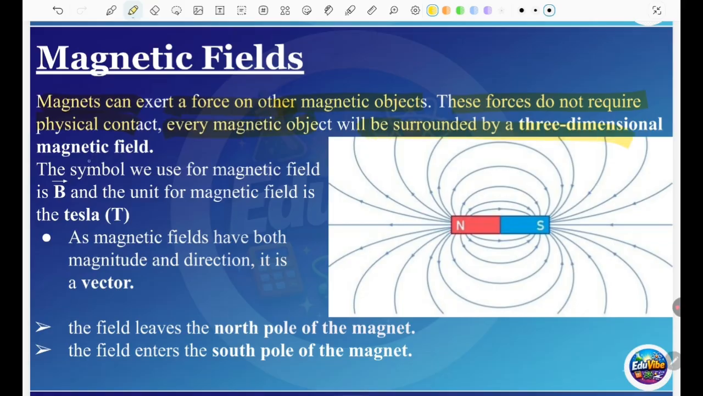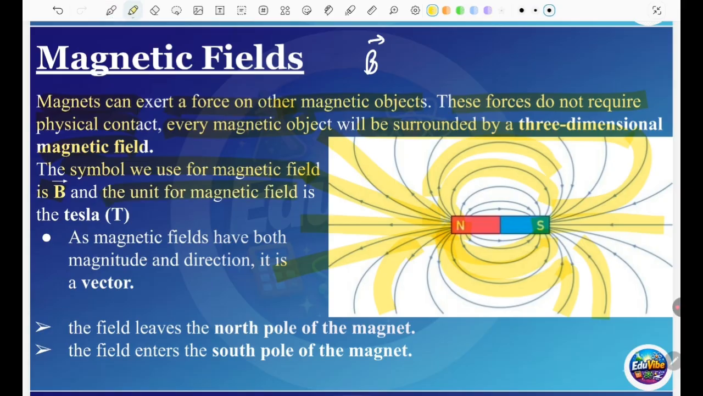A magnetic object is surrounded by a three-dimensional magnetic field. These are the magnetic field lines, and you can see them going out from the magnets. These are the magnetic fields. The symbol we use for the magnetic field is B. It is a vector quantity, so we put a small arrow over it.